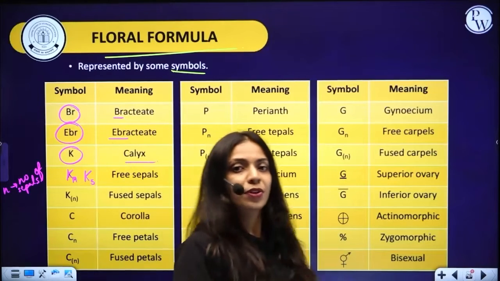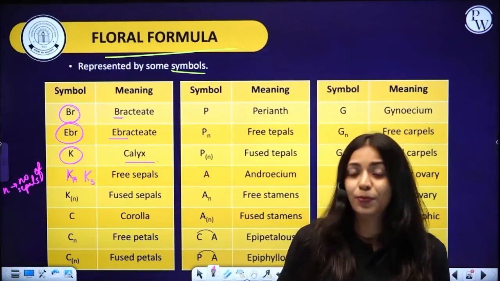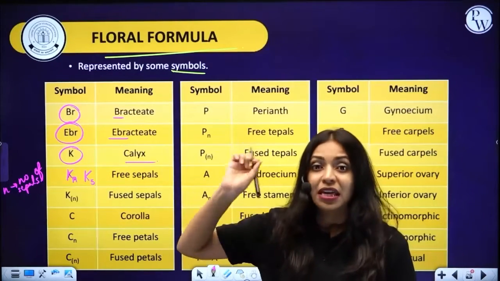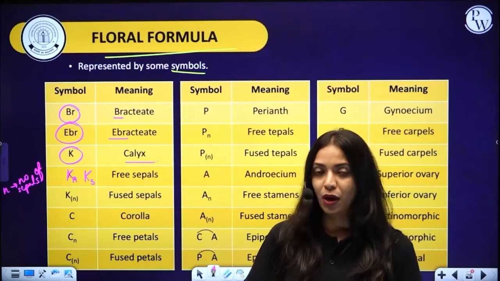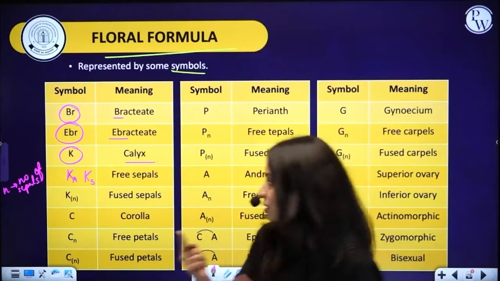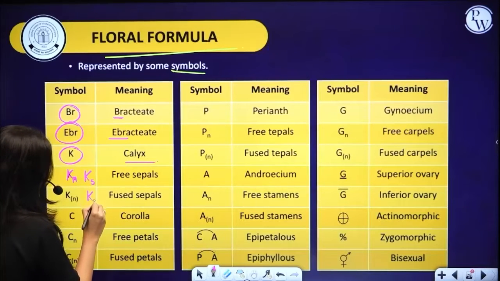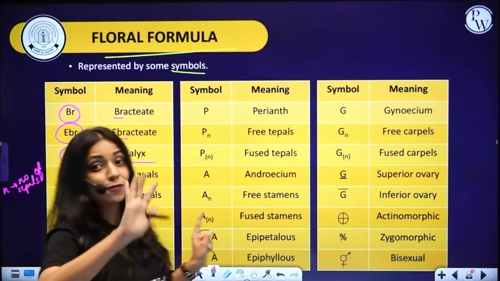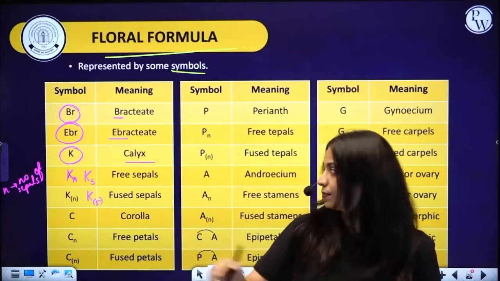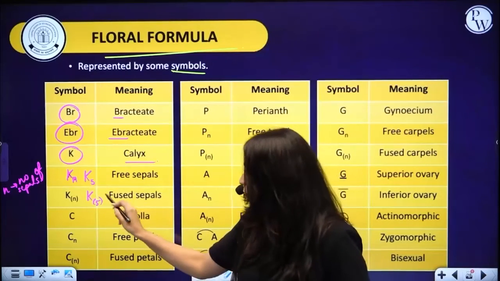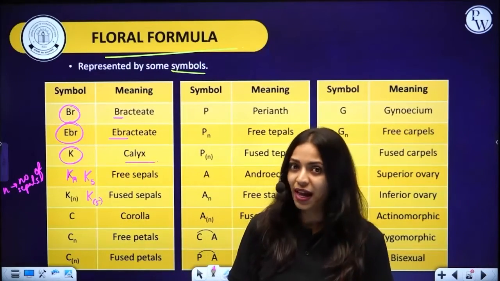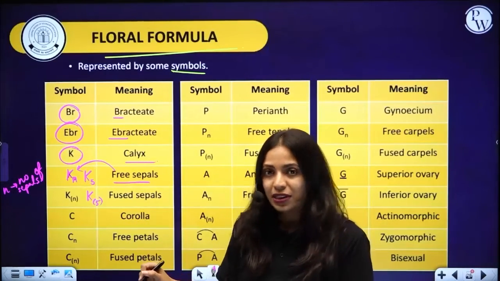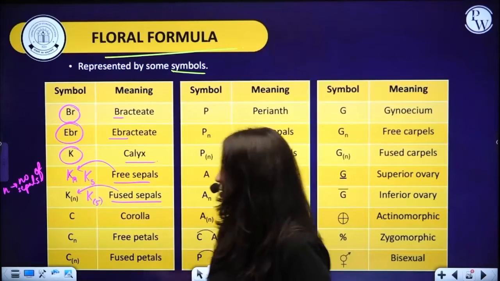If those sepals are free from each other, if it is a polysepalous condition where the sepals are not fused, it's going to be that way. But if in case the sepals in that particular flower are 5 in number and they are fused, then we use brackets to represent that. Okay. So K is for sepals. There are 5 sepals. In case it is free, you don't enclose them within brackets. If you enclose them within brackets, then it means that they are fused. So for free sepals, this is the symbol that we use. And for fused sepals, this is the symbol that we use.